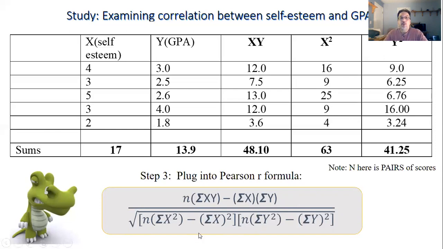Now, writing the formula out tells you what columns you have to calculate. Notice in here it says sum of the xy. Well, sum means it's going to be a column, and I need that final answer here.